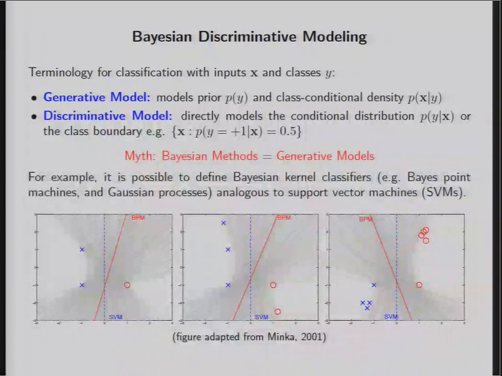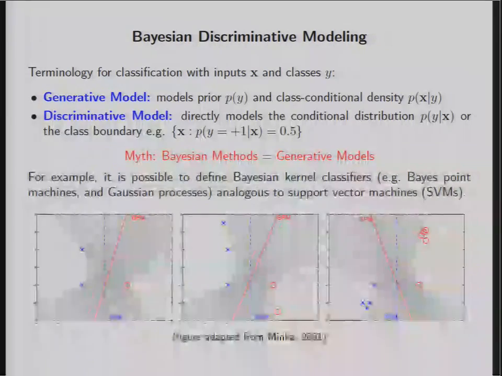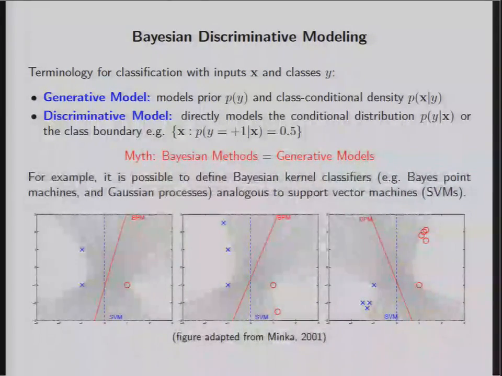It is perfectly possible to be Bayesian about a discriminative model, and similarly it's perfectly possible to build generative models in a frequentist way. For example, you could do something like kernel density estimation, or fit a mixture model using maximum likelihood or something like that. Okay?